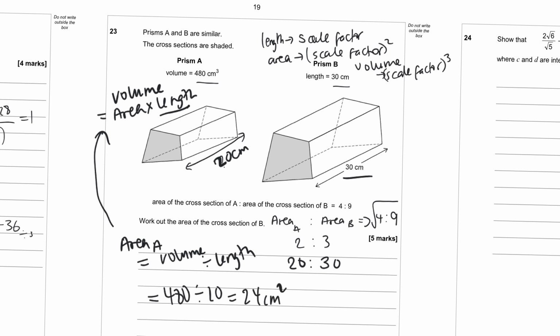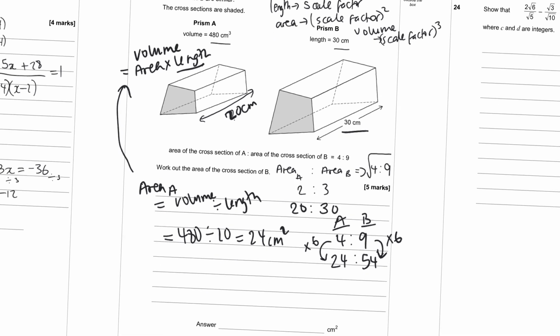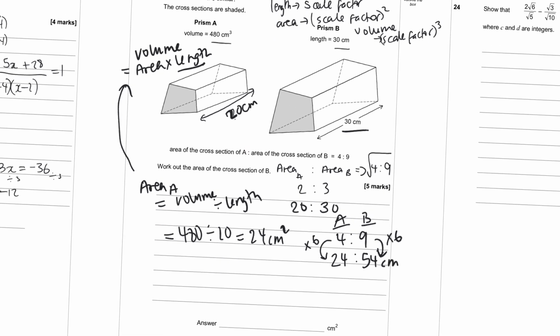Because I know that the ratio in terms of area was a 4:9 ratio, and the area for A is 24, then to work out what the area of B is, to get to 24 from 4, I would do 4 times 6, and then to get to what the area of B is, I'm going to do times 6 on the other side, and so that would be 54, because 9 times 6 is 54. So now I know what the area of B is. That's my final answer. So the area of B is 54 centimeters squared.